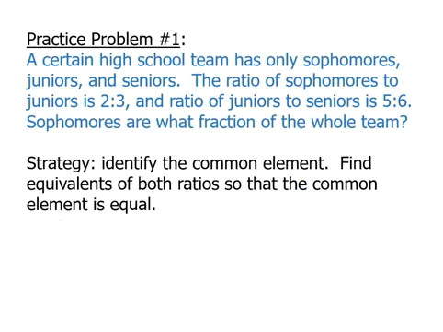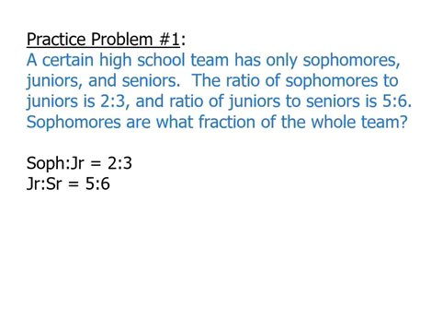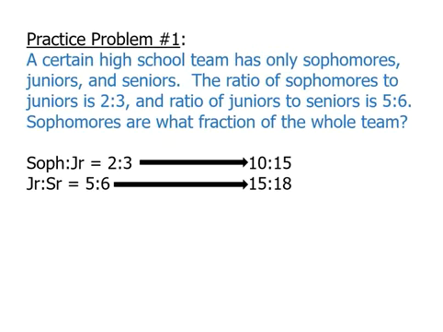So here we have these two ratios, and the strategy we're going to use is to identify the common element, juniors. So juniors appear in both ratios, and so we're going to adjust the ratios so the number representing juniors is the same. In the top ratio, juniors are represented by 3. In the bottom ratio, juniors are represented by 5. And so 3 and 5, the least common multiple is 15. We're going to get there by multiplying the top ratio, top and bottom, by 5, the bottom ratio, top and bottom, by 3. So those are our equivalent ratios.